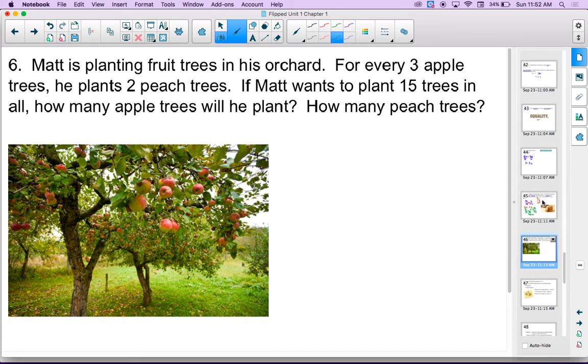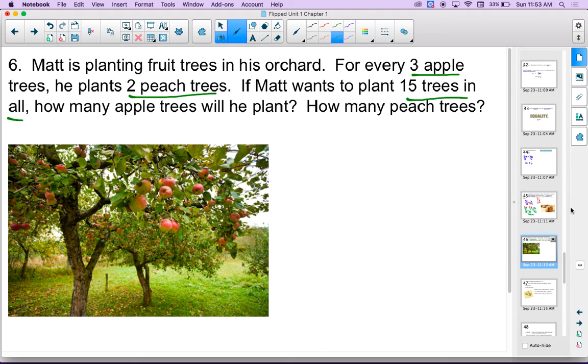There's another word problem in your packet that I want to draw your attention to. There's actually 2 other word problems, but number 6 is the one that I want you to think about for a second. Number 6 talks about Matt. He's planting fruit trees in his orchard, and he has a specific ratio that he wants to adhere to when planting those trees. So he wants to plant, for every 3 apple trees, he wants to plant 2 peach trees. So that is a ratio that's very important to this problem. But when we go on reading the rest of the problem, it says that Matt wants to plant 15 trees in all. So this is going to look a little bit different than number 5, but I don't really want to give it away just yet.